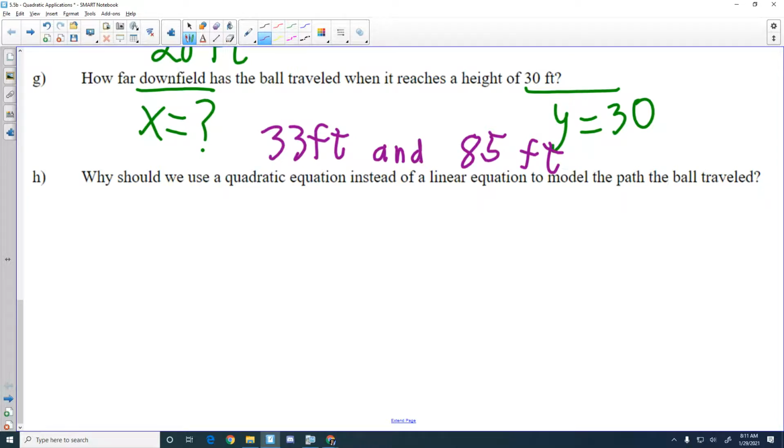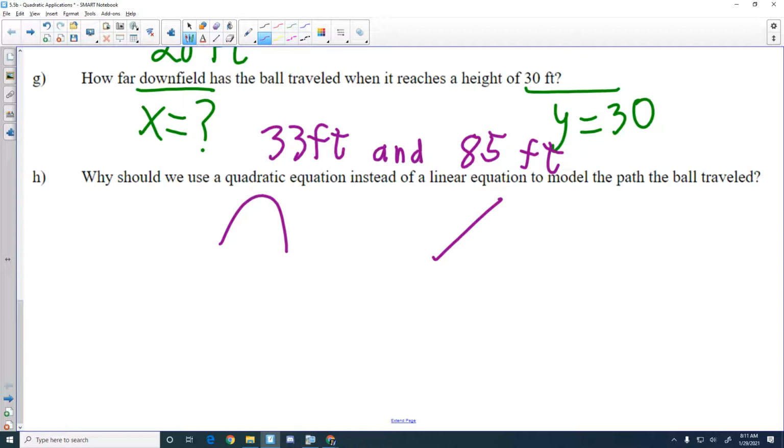Finally, this is just a kind of a common sense question. Why did we use the quadratic equation instead of a linear equation to represent the path the ball traveled? What would happen if we represented the ball's path with a line? What would that mean the ball is doing when it was kicked? Right? So here's a quadratic, like this. Here's a linear equation. Why is the one on the right bad to represent the path that a football travels when it's kicked?